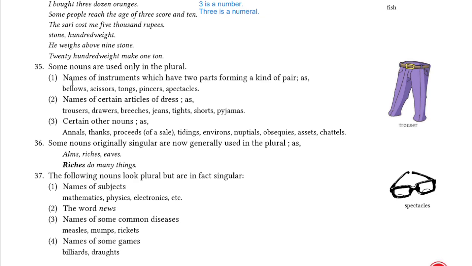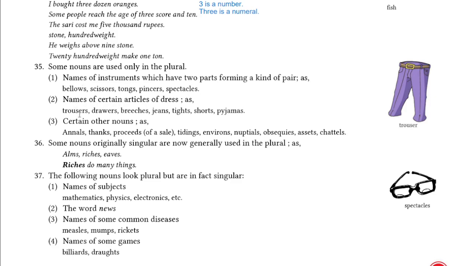Some nouns are used in the plural form only. Bellows and scissors and tongs and pincers and spectacles. You can check their meaning in the dictionary. I don't want to explain their meaning because that would make the video lecture very lengthy. Bellows, they would always be used as plural nouns. They would be followed by are and have been.